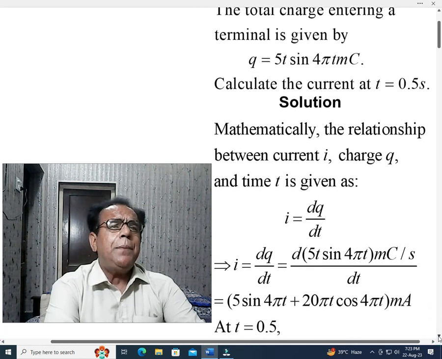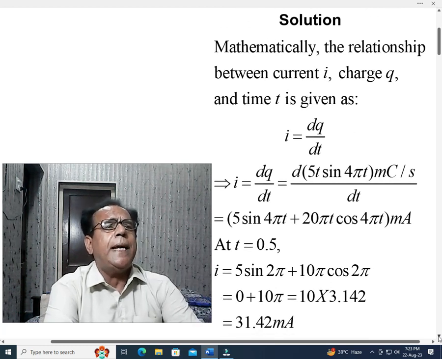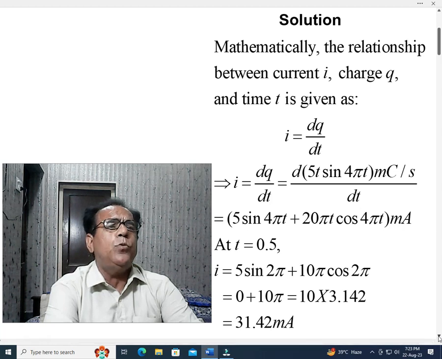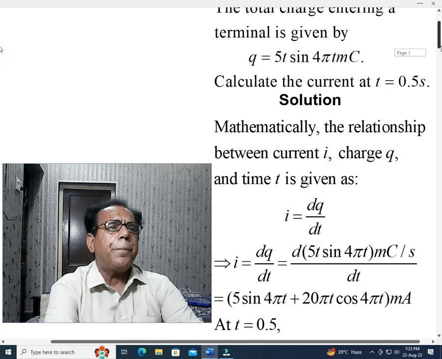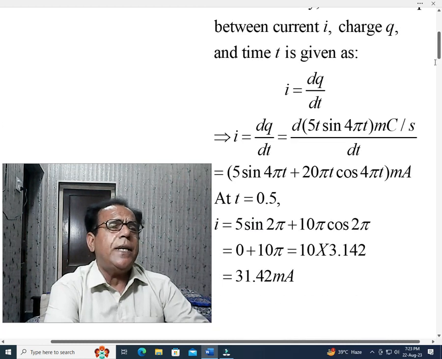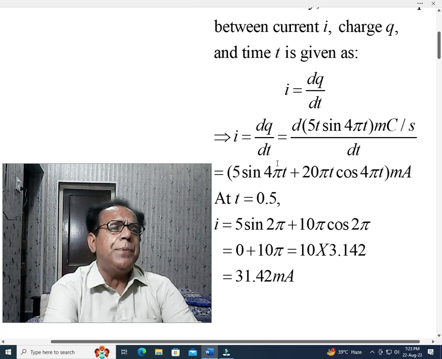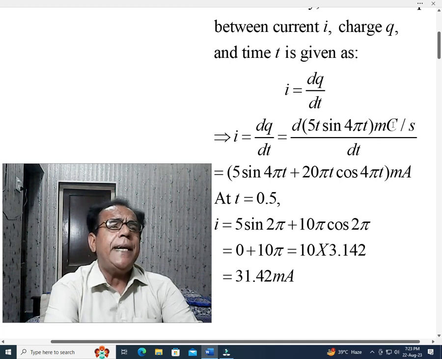Mathematically, the relationship between current i, charge q and time t is given by i equal to dq over dt. This implies that i equal to dq over dt equal to d over dt of q. This value of q is given. So in other words, we are just going to differentiate q with respect to time t.